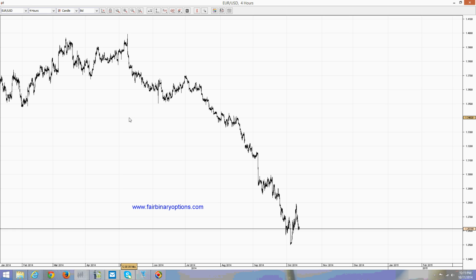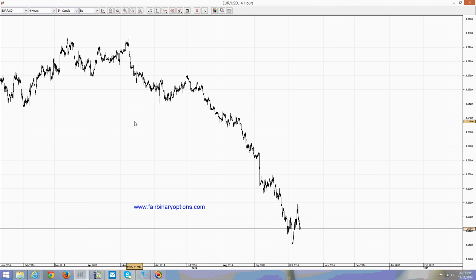fairbinaryoptions.com. It is Saturday and we're looking at the euro US dollar to see how to trade this market next week. And what can we make out of this whole move? As you can see, it is the 4-hour chart, but it is zoomed out. What can we make out of this whole move from top to bottom? Is it for real? The slide down here is for real, and what do we expect next?